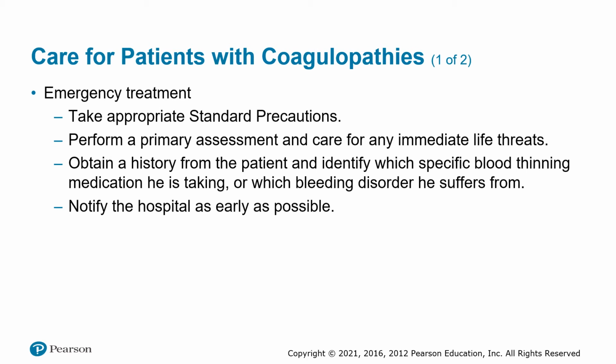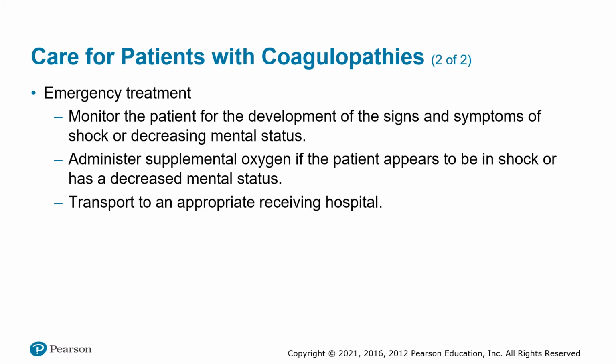So care for these patients: standard precautions, perform a primary assessment, care for any kind of life threats, obtain a history, and identify which specific blood thinning medication they're taking or which bleeding disorder they suffer from, and notify the hospital as soon as possible. Monitor the patient for development of signs and symptoms of shock, decreased mental status, administer O2 if the patient appears to be in shock, transport to an appropriate receiving facility.